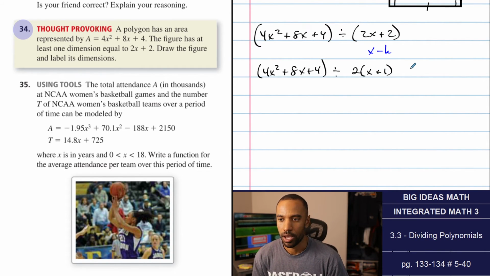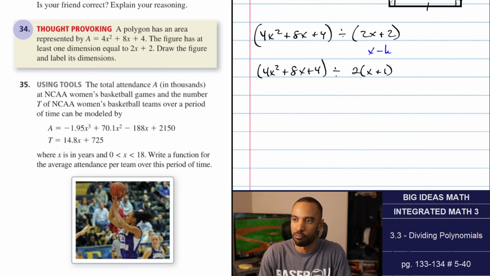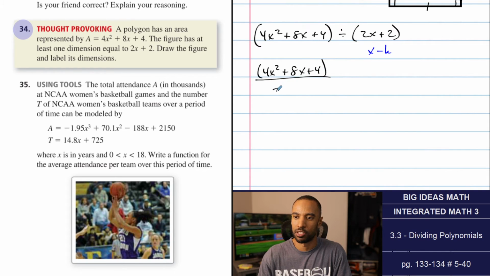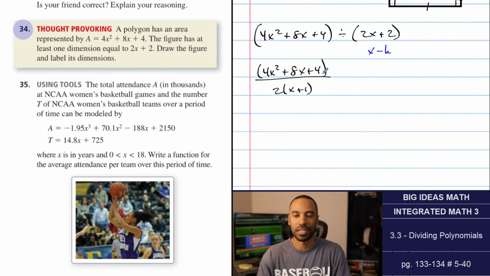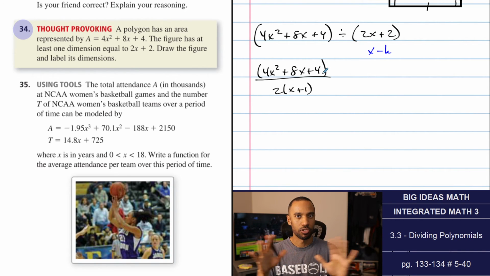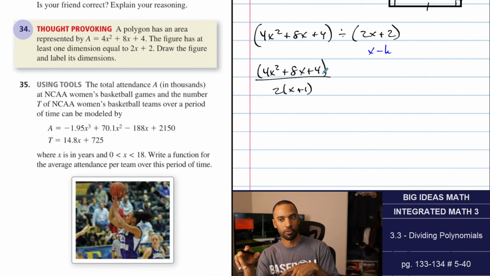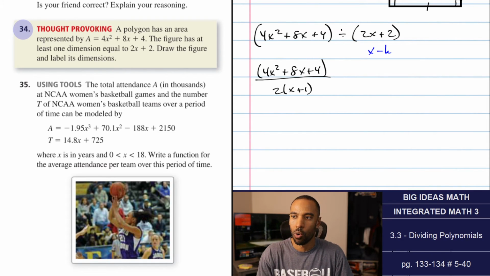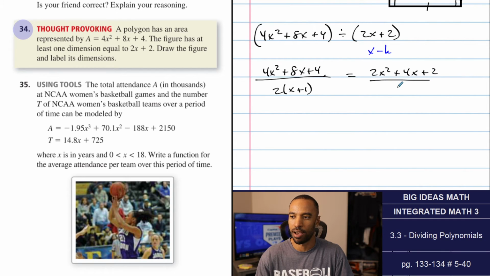So two things are going on here, right? And maybe instead of writing it as division, let's write it as a fraction. So divided by 2 times x plus 1. I want you to note that 2 is being divided as well as x plus 1. So you have one of two options. You can either divide the 2 first with all of these, or divide the x plus 1 first. If you divide the 2 first, then that reduces to 2x squared plus 4x plus 2 divided by x plus 1, and then use synthetic division on that.